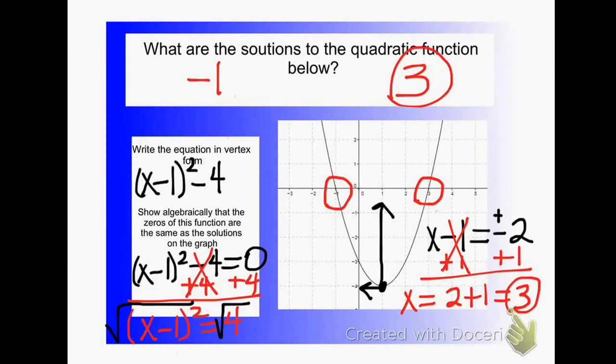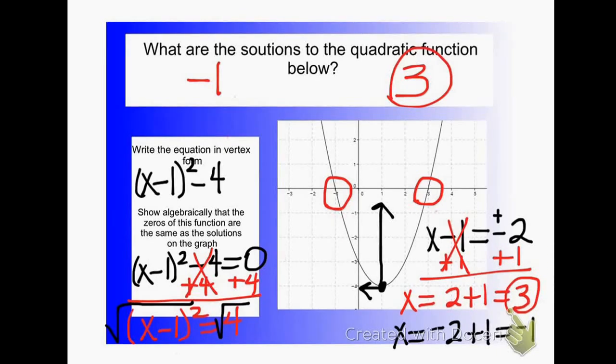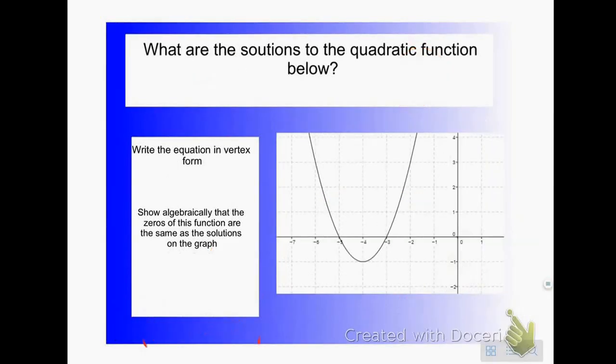In order to do that, I've got to work with when x can equal negative 2. So I'm going to rewrite it, and I'm going to say x can equal negative 2, again plus 1. And negative 2 plus 1 equals negative 1. And that's where I get my second solution. So make sure you do it with the positive 2 and the negative 2.